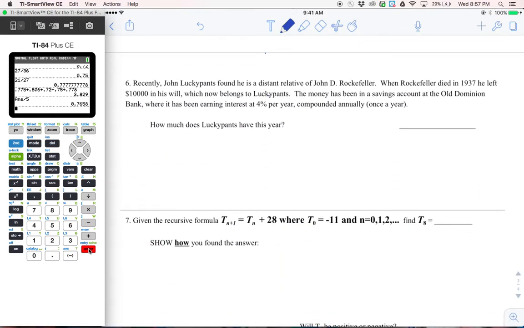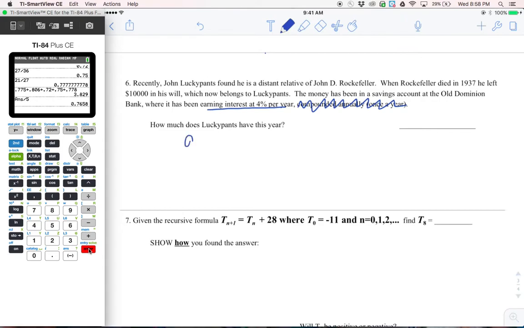So problem 6 is something we haven't done an explicit example of in class, but it is just an exponential function that you should kind of be able to figure out here. Recently, John Lucky Pants found he is a distant relative of John D. Rockefeller. When Rockefeller died in 1937, he left $10,000 in his will, which now belongs to Lucky Pants. The money has been in a savings account at the Old Dominion Bank, where it has been earning interest at 4% per year compounded annually. Y'all, don't worry about this, seriously. Okay? How much does Lucky Pants have this year?